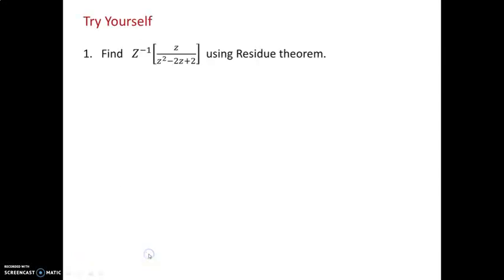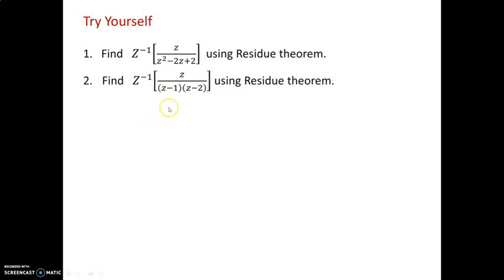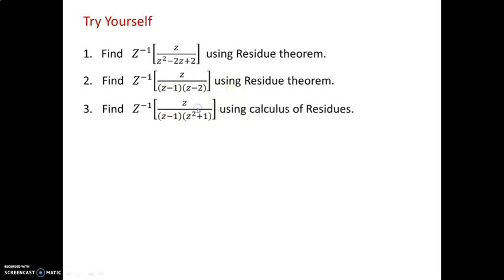So try yourself. Find z inverse of z by z squared minus 2z plus 2 using the residue theorem, factorizing this term and then finding the poles. Second question, find z inverse of z by (z-1)(z-2). Third one, find z inverse of z by (z-1)(z squared plus 1) using calculus of residues. Here we get complex roots, that is z squared equals minus 1, z equals plus or minus i. So these three problems are easy.